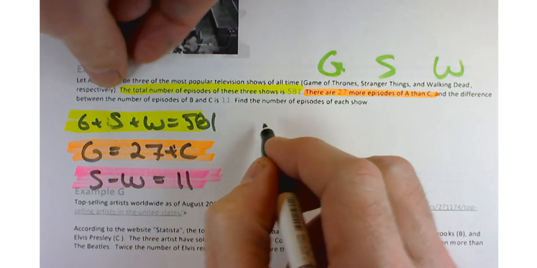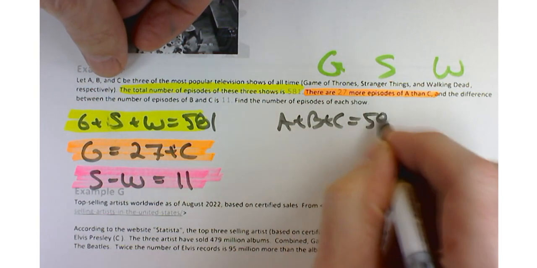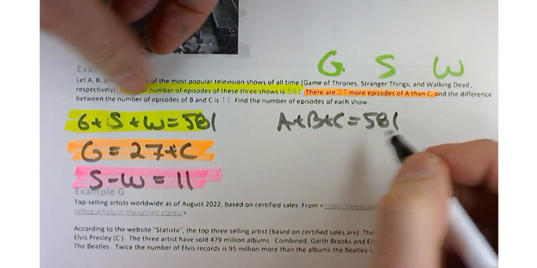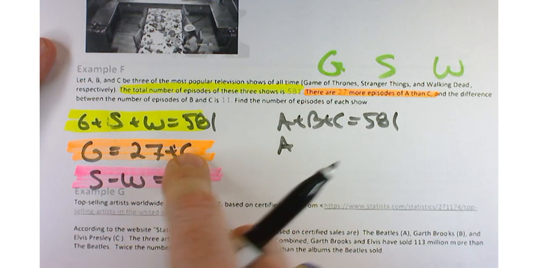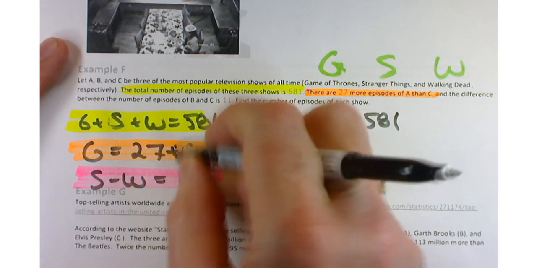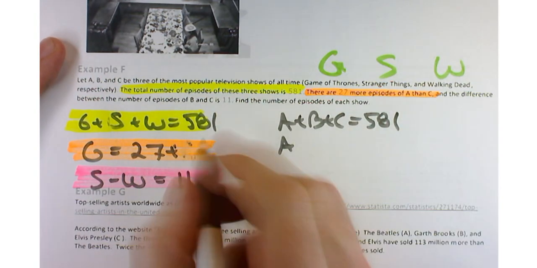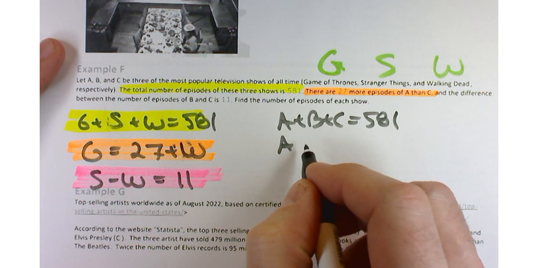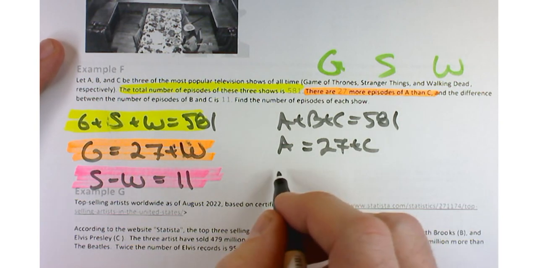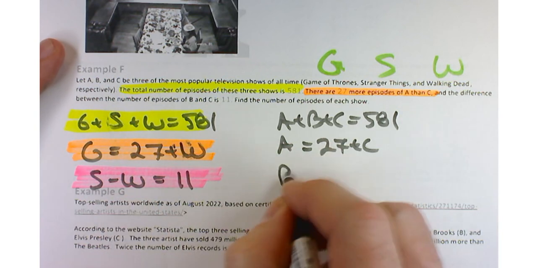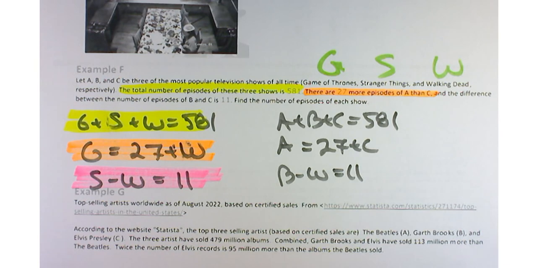If you're doing this in A, B, and C, it'd be A plus B plus C equals 581. And then, let's see, I mixed things up here, didn't I? It shouldn't be a C. That should be a W. So this one would be A equals 27 plus C, and the last one would be B minus W equals 11. So you can write it in either one of those, A, B, and C, or G, S, and W.